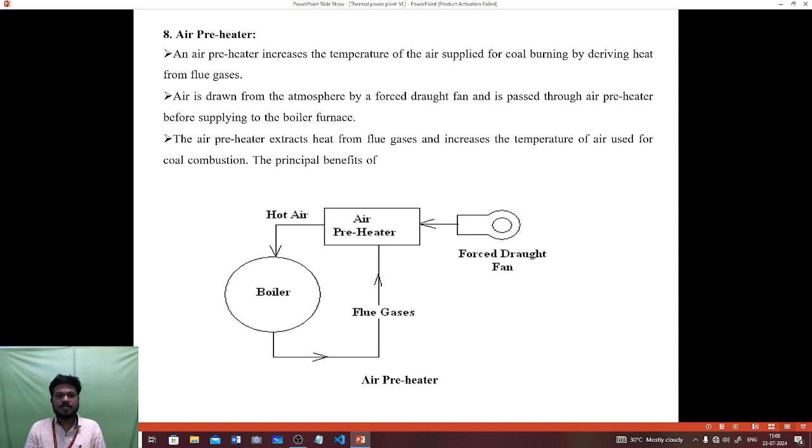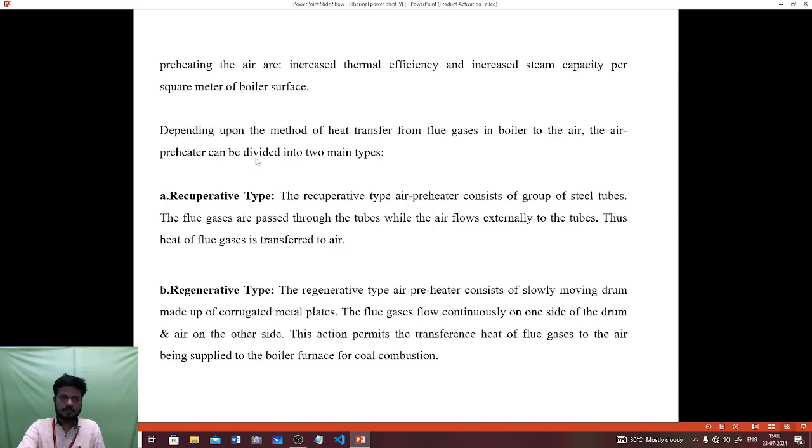The principal benefits of the preheater are generally shown in the diagram. In this, the burned gas from the boiler is passed as flue gas to the air preheater, and hot air is recirculated, and a forced draft fan is used for preheating purposes. Preheating increases thermal efficiency and increases the steam capacity per square meter of the boiler surface.